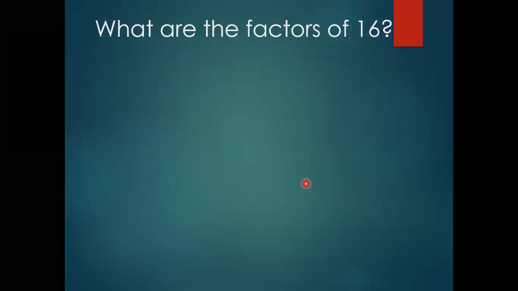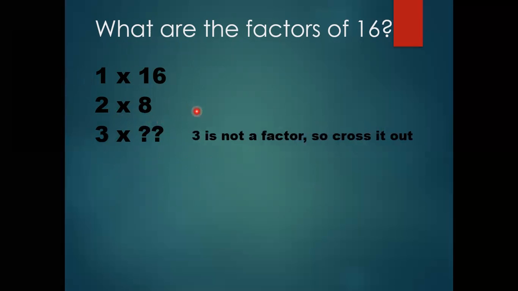Suppose we want to find the factors of 16. How can we find them? First do 1 multiplied by 16. 1 multiplied by 16 is what? 16. Next 2 multiplied by 8 is 16. Now 3 multiplied by what is 16? We will not get it. So 3 is not a factor and cross it out.